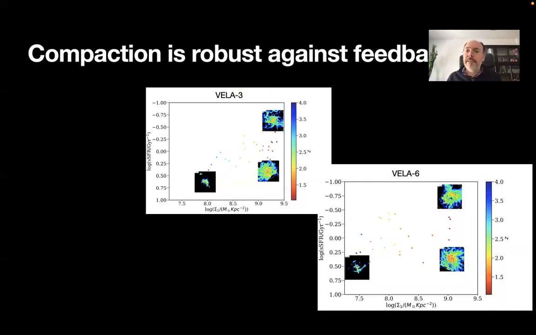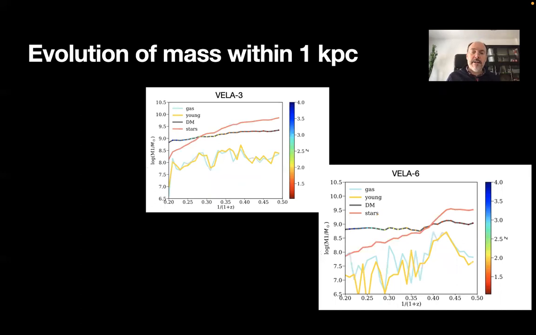But compaction is robust against feedback. We see the same kind of phenomena, the same kind of L shape in this diagram. This again is the specific star formation rate versus sigma 1, the surface density within 1 kpc. And we see the same kind of phenomena in the old simulations and in the new simulations. There is still inflow of gas to the center. Now here we see the inflow of gas is even more important.